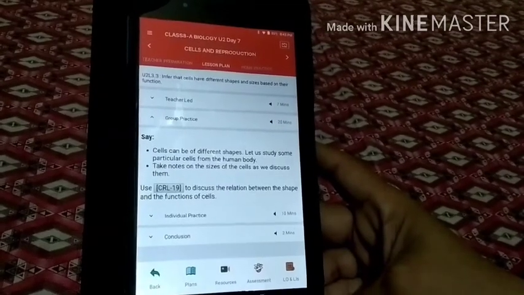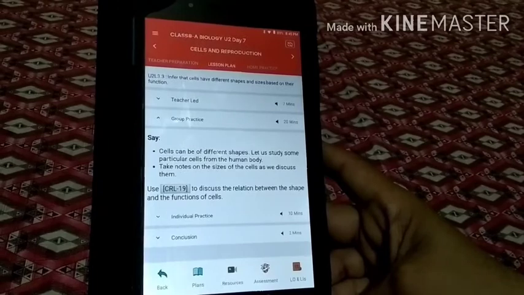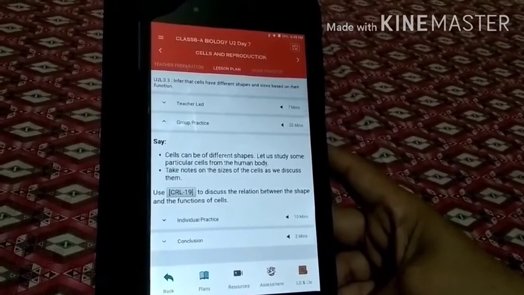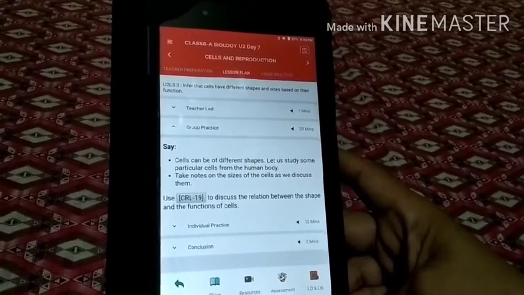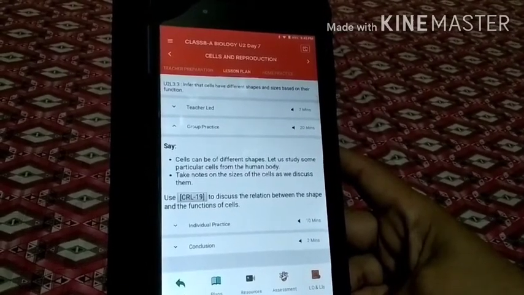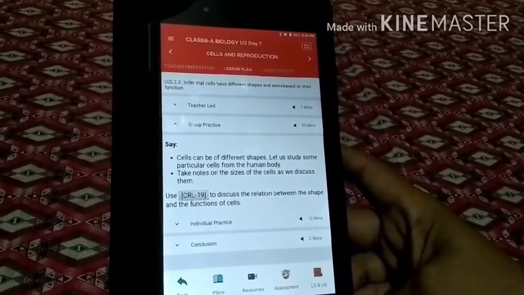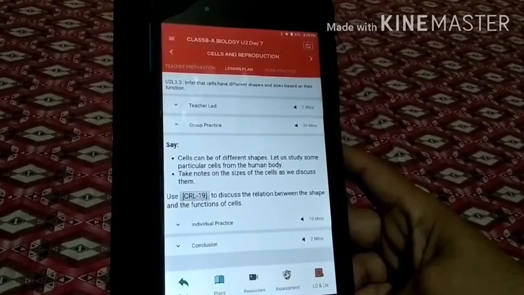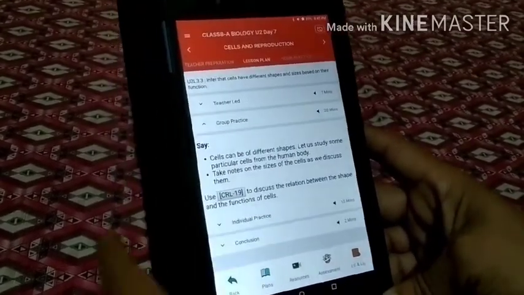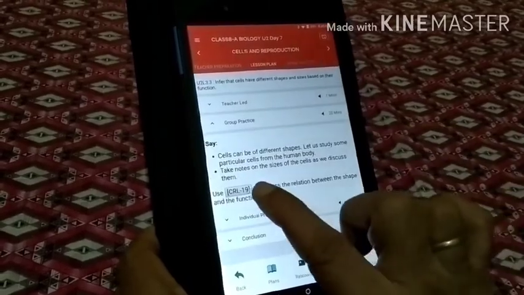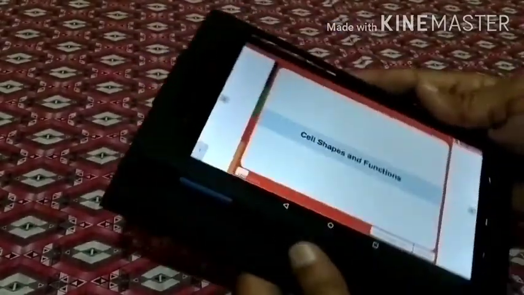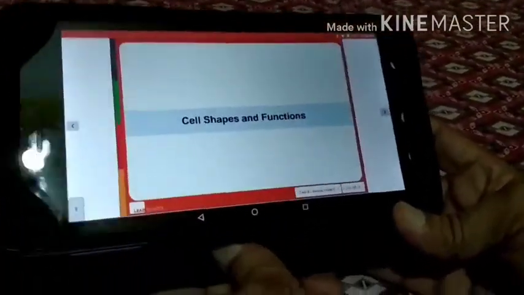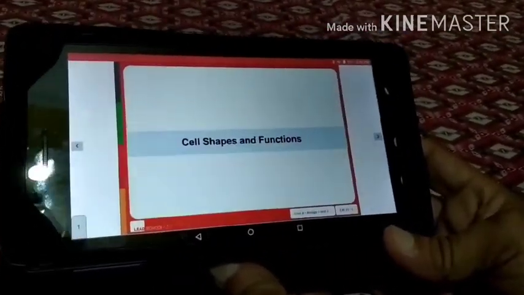A cell can be of different shapes. Let us study some particular cells from the human body. Take notes on the sizes of the cells as well as we will discuss them, right? So for this I am going to show you one CRL. Let us see that and try to understand about the cell shapes and their functions, right?